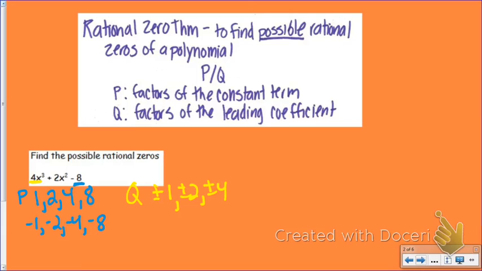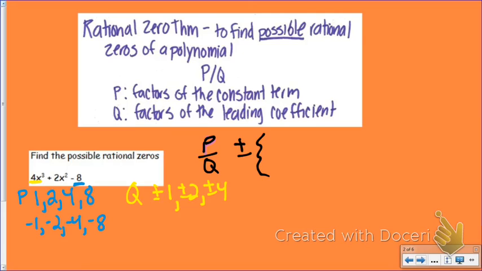So now once I actually have all those numbers, for my P's, I'm going to use a different color. P's over Q. So I'm going to take every P and divide it by every Q. So all of these, just to make it a little bit shorter, these will all be plus or minus. And I'm just going to write it once to save myself a little bit of time.